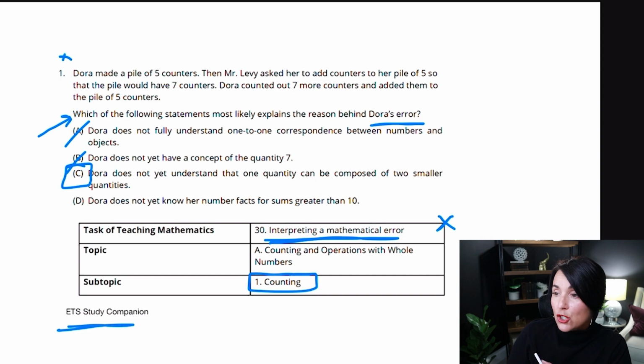Let's look at D. Dora does not yet know her number facts for sums greater than 10. That has nothing to do with it. Number facts are things like 1 plus 1 is 2, 2 plus 5 is 7, memorizing those number facts. We want students to do that, but that's not what's going on here. She's not understanding that 2 plus 5 equals 7, and you could put those together to make 7 counters on her table. So C is going to be the proper answer there, okay?